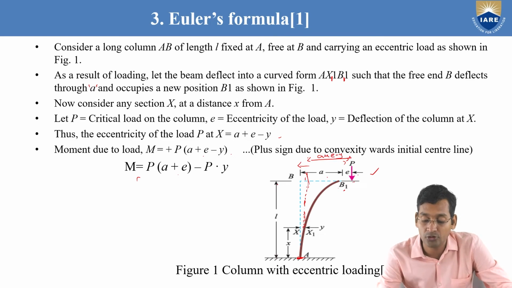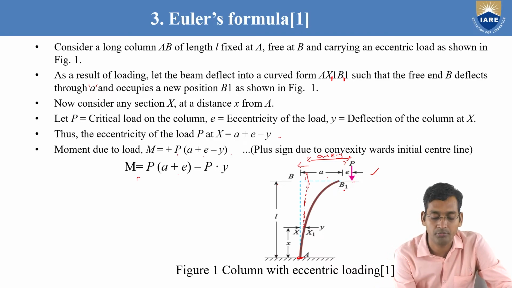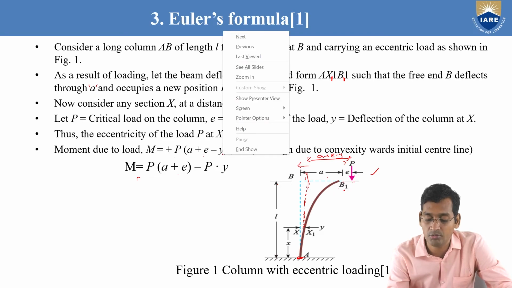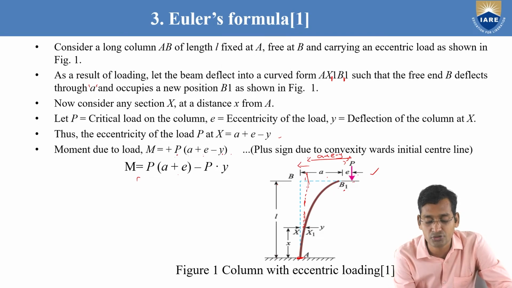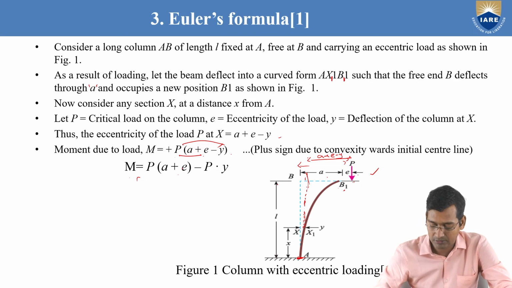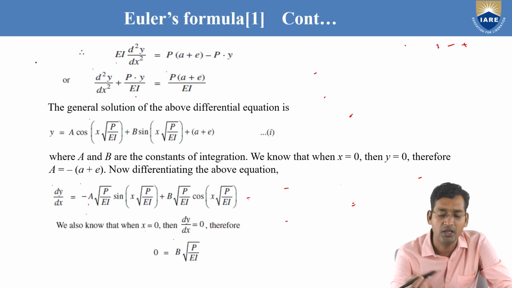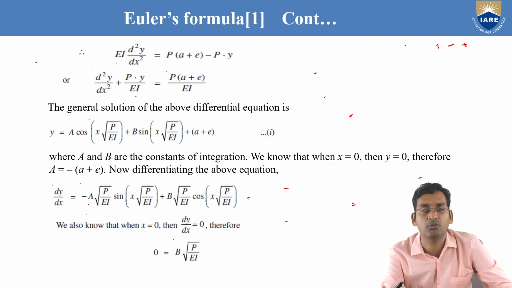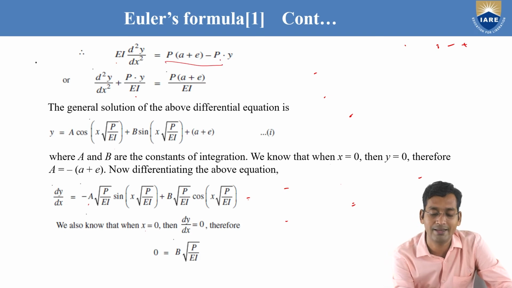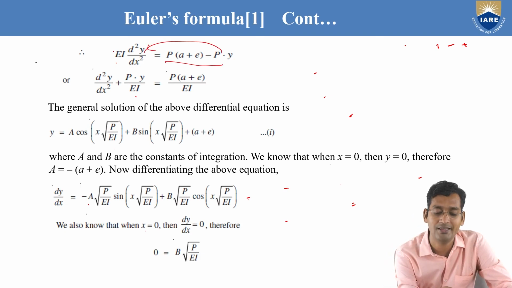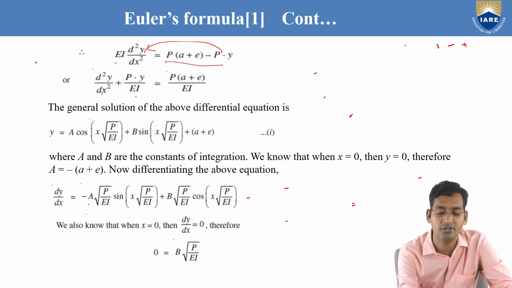Now for the moment, what will that be? P into a plus e minus y. Because this side it's going, the moment will be positive. So after multiplying, M equals P into a plus e minus Py. Now write the new moment equation, that is EI d2y by dx square equals M. Substitute the value of M. Next, take this side and then divide by EI. After dividing, you will get this one.